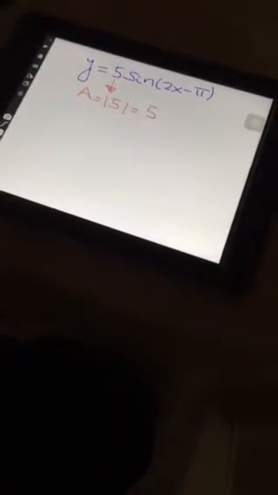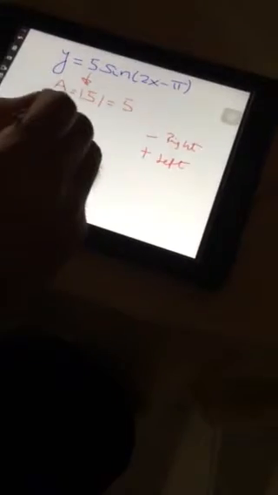Perfect. Now, what about this inside? Okay, let's talk about the phase shift. The phase shift is very simple. If this number here is minus, the shift is to the right. So minus to the right, and if it's plus, the whole graph moves to the left. Okay, so that is what we have as the phase shift.